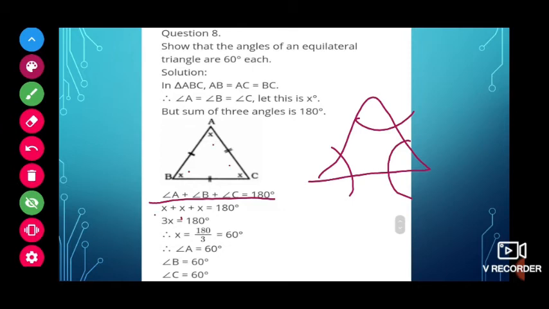So x plus x plus x is equal to 180. Why? Because the sum of angles in a triangle is 180. So 3x is equal to 180. x is equal to 180 by 3, that is, 3 sixes are 180. x is equal to 60. That's what they asked us, no? To prove each angle as 60 degrees. That's it.